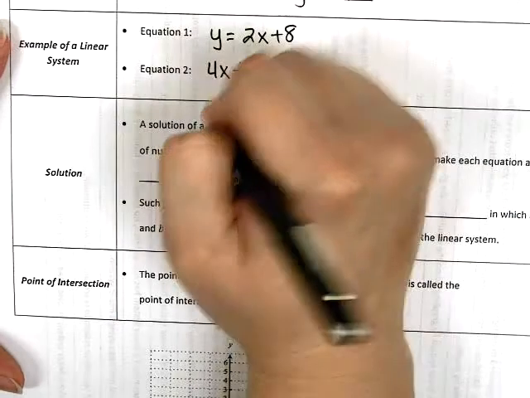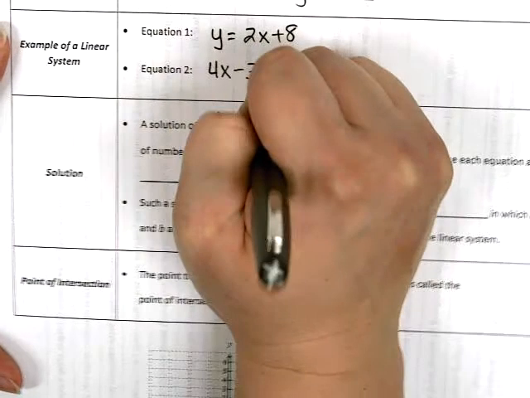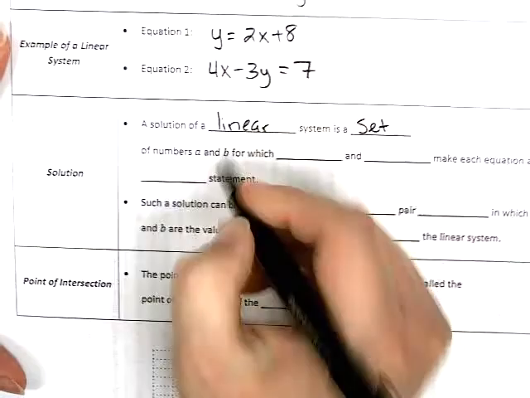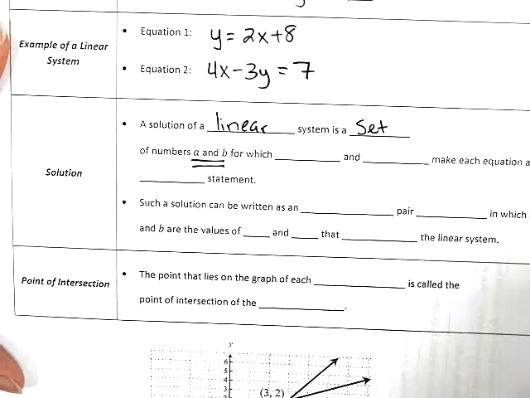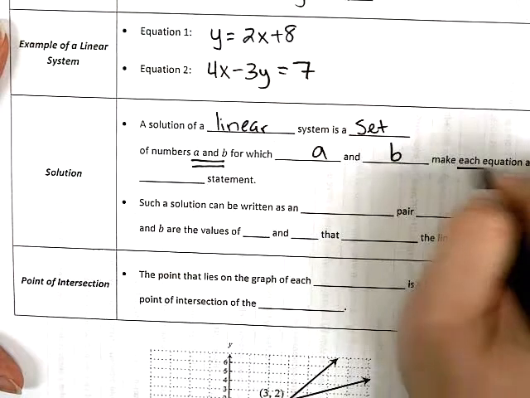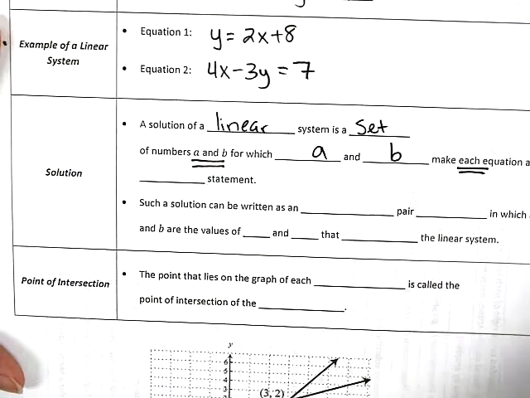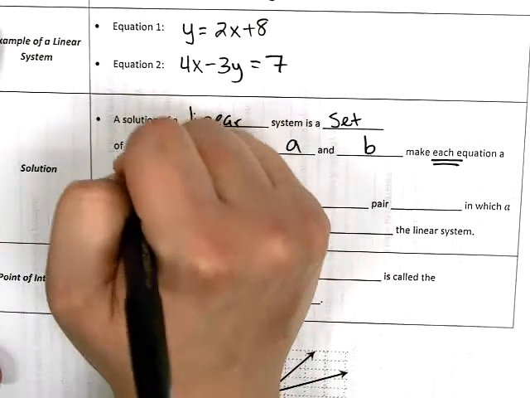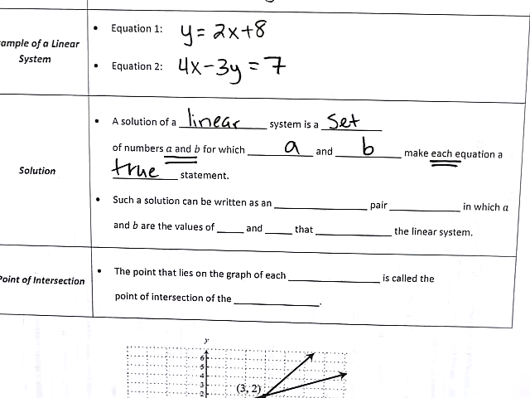So a solution of a linear system is a set of numbers a and b for which a and b make each equation a true statement. If you remember, we actually did this in chapter 4. I gave you guys a point and I asked you if it was a solution to the linear equation. So now we're going to get this point and see if it's a solution to both of our linear equations. And if it is, then it's the solution to the system.